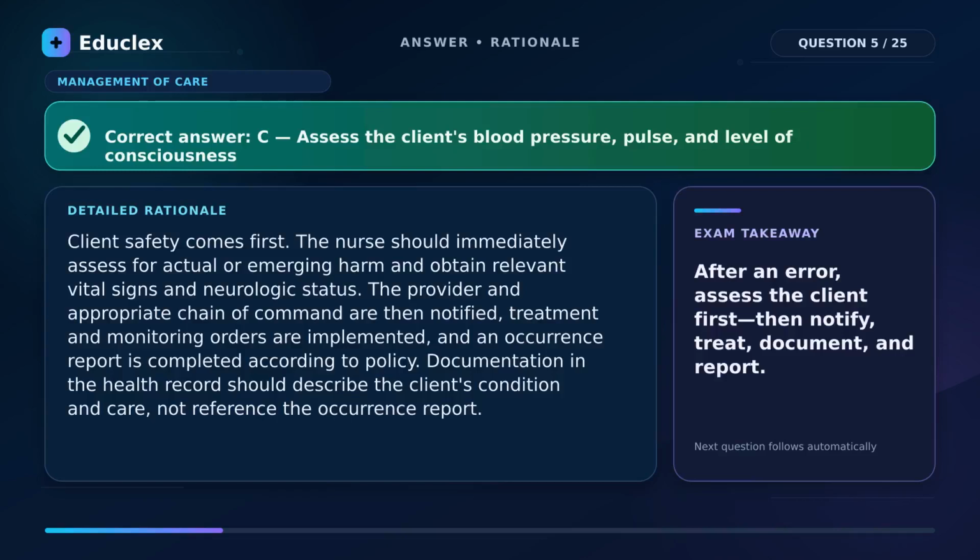The provider and appropriate chain of command are then notified, treatment and monitoring orders are implemented, and an occurrence report is completed according to policy. Documentation in the health record should describe the client's condition and care, not reference the occurrence report. Exam takeaway. After an error, assess the client first, then notify, treat, document, and report.